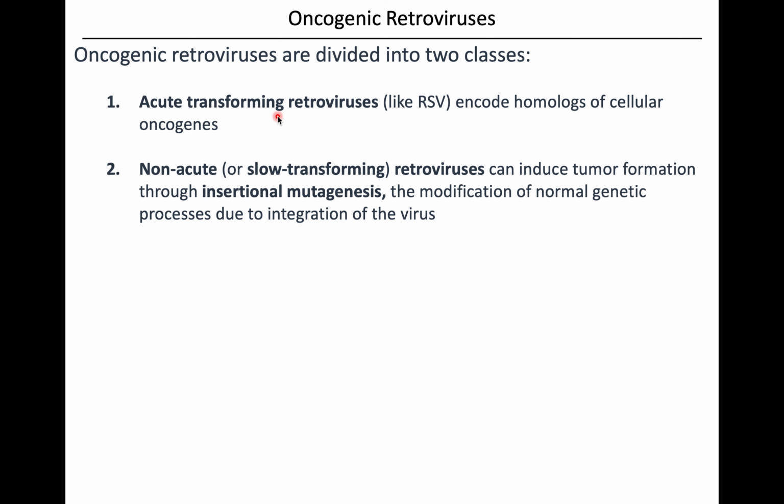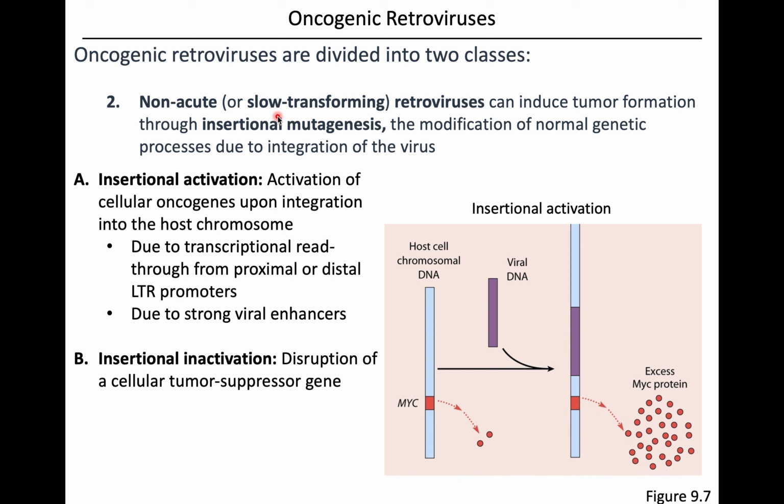So those acute transforming retroviruses are in contrast to non-acute or slow transforming retroviruses, which is what HTLV1 would fall into this category. But they don't contain oncogenes, but rather the vast majority of viruses in this category are believed to cause cancer through insertional mutagenesis. Through this process that would look something like this.